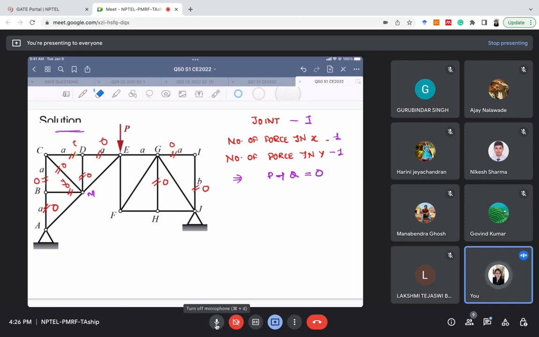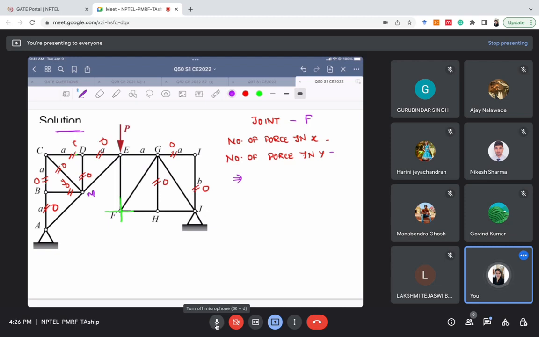Any other member which I can analyze? Any other joint? Okay, so I think these are the only joints which have zero force members connected. So all the zero force members are identified till now. Let's see joint number F. We can check joint number F also.